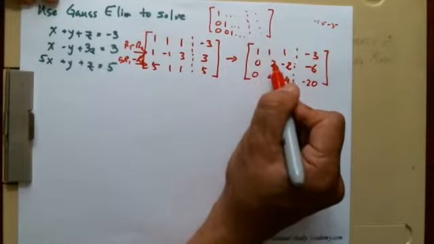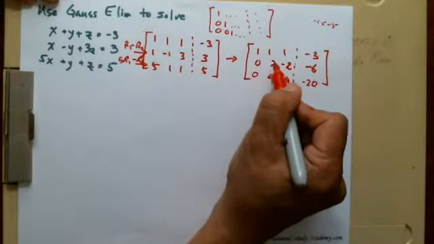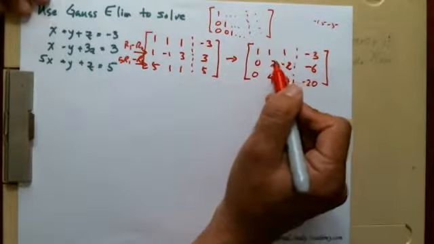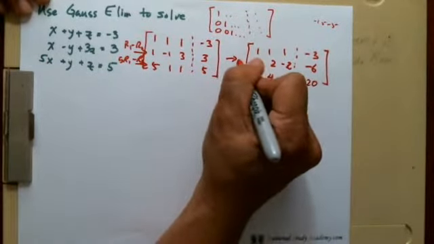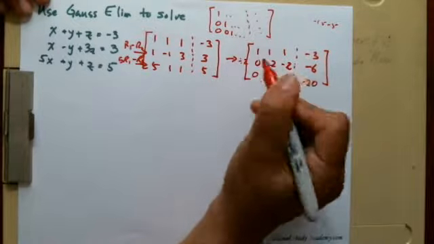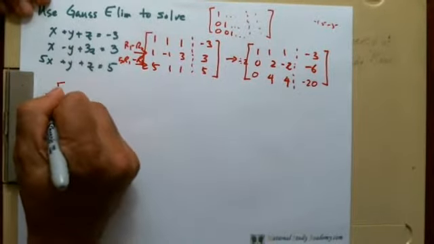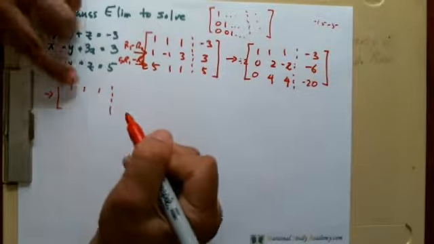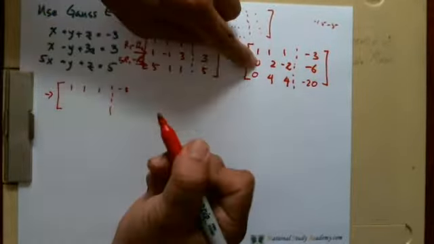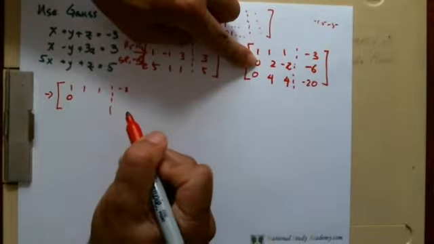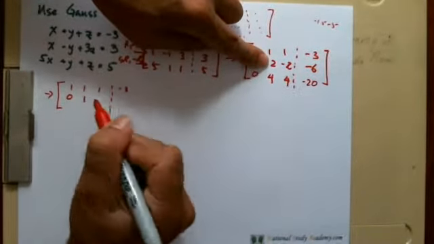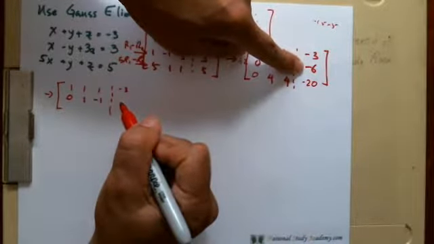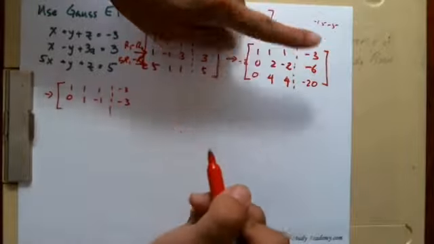We have to make this guy now look like a 1 as well. Remember, the diagonal has to look like a 1 and a 1 here. So I'm going to divide row 2 by 2. So you end up with 1, 1, 1, keeping the first row the same. Divided by 2, you get 0. 0 over 2 is 0. 2 over 2 is 1. Negative 2 over 2 is negative 1. Negative 6 over 2 is negative 3.